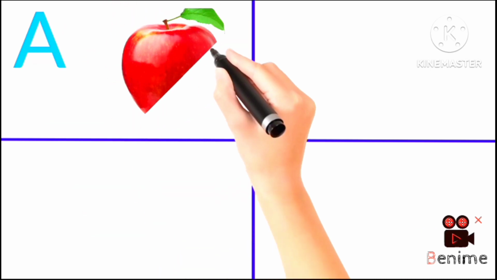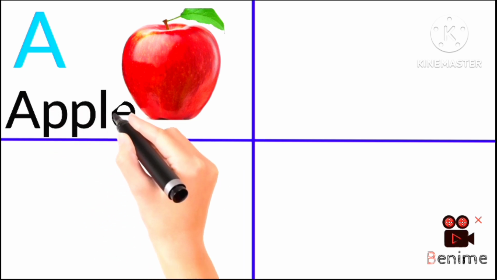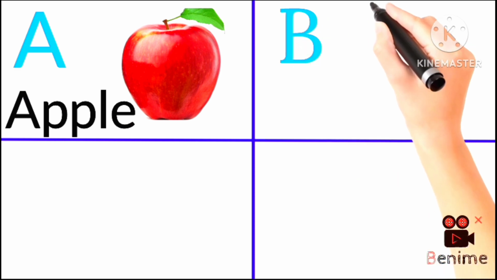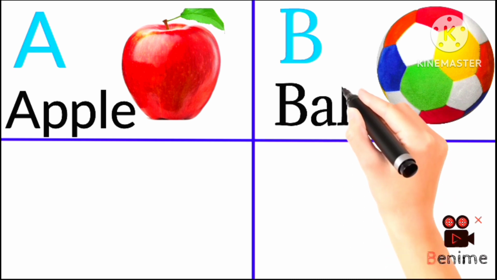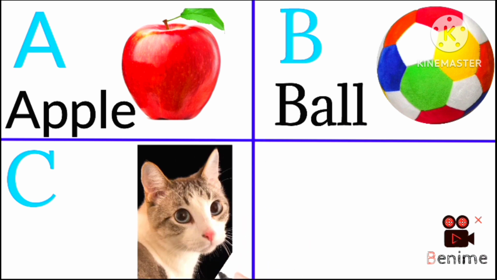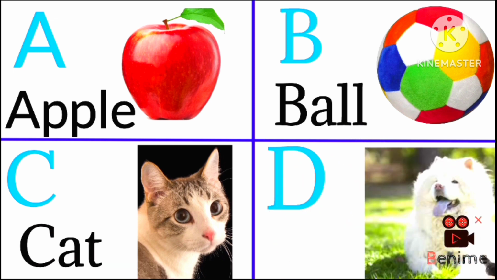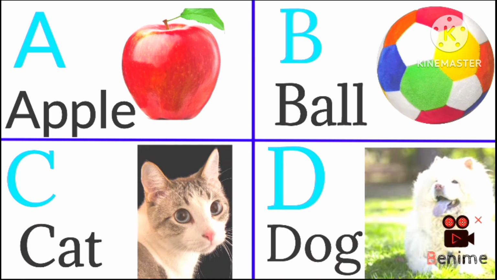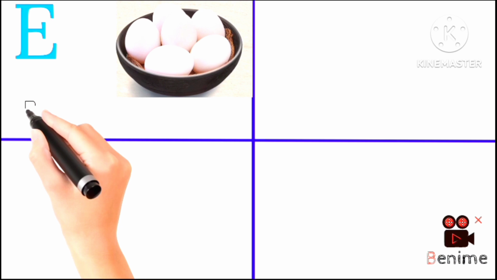A for apple. Apple means same. B. B for ball. Ball means gend. C. C for cat. Cat means billy. D. D for dog. Dog means kutta. E. E for egg. Egg means anda.